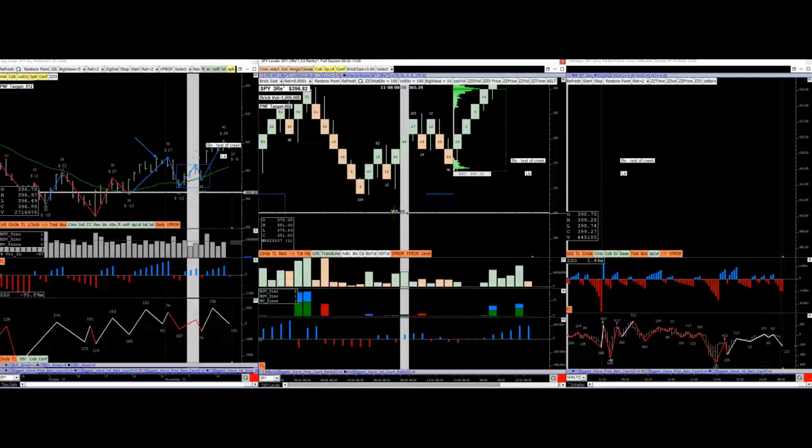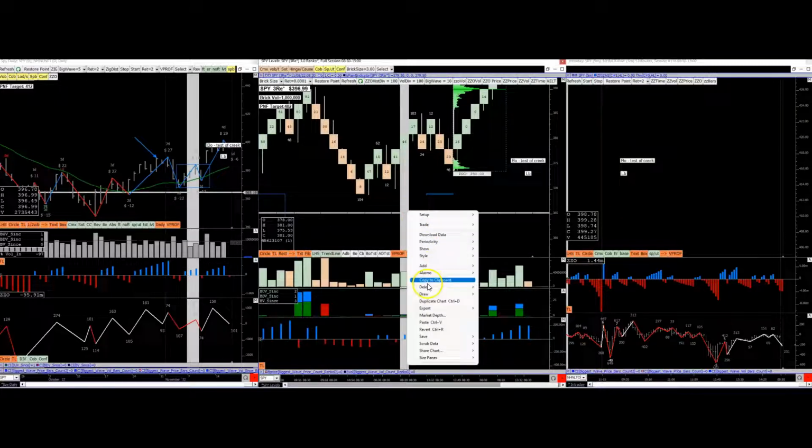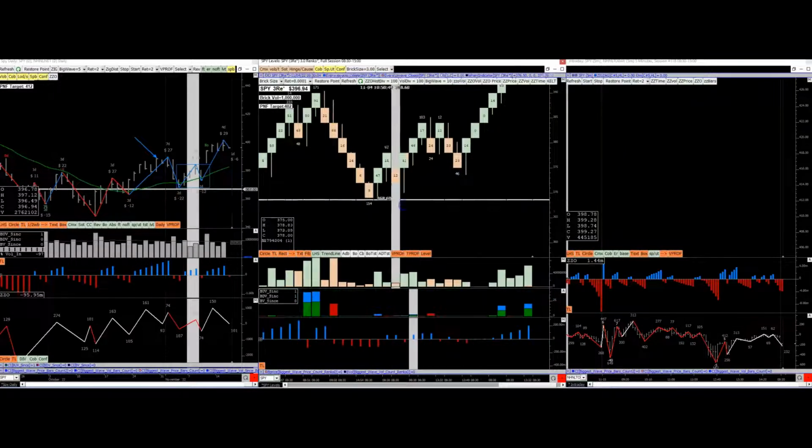So this is what it does. This is what the markets do. Why? Because that's where positions are being defended. That's all it is. Alright.